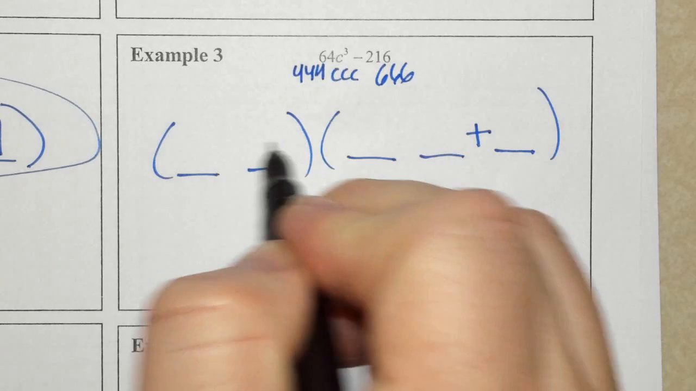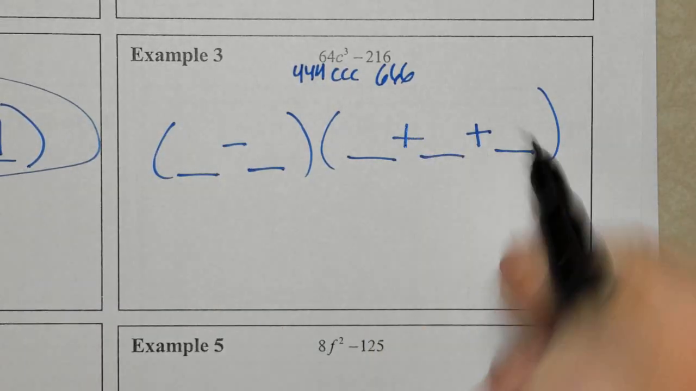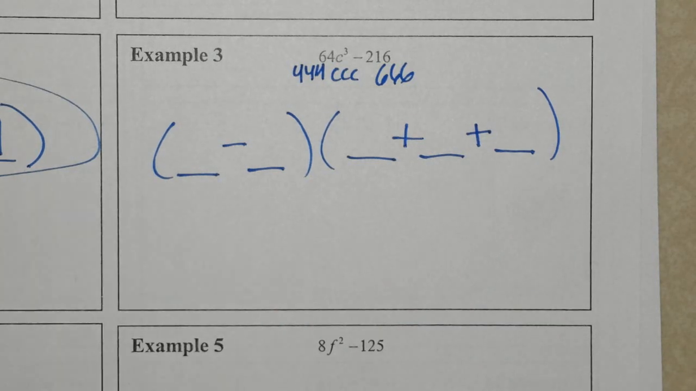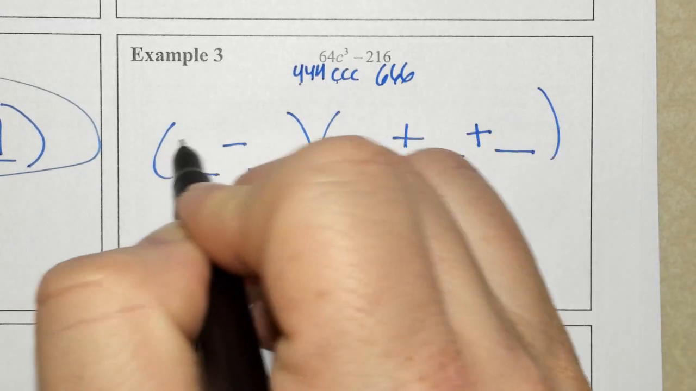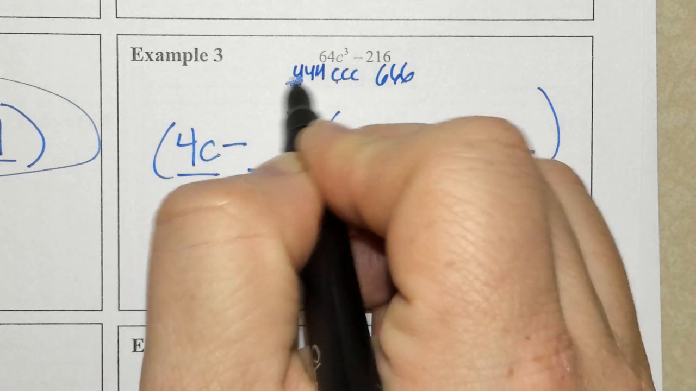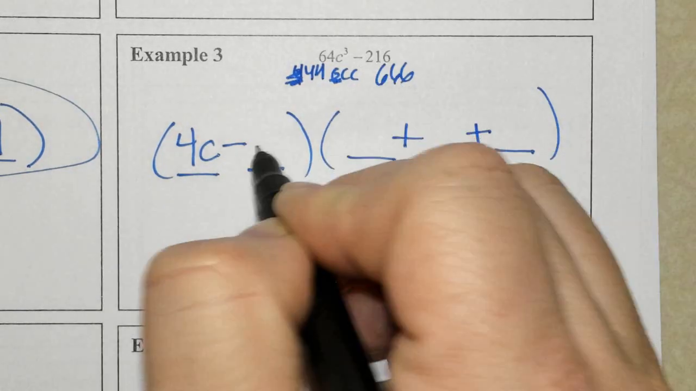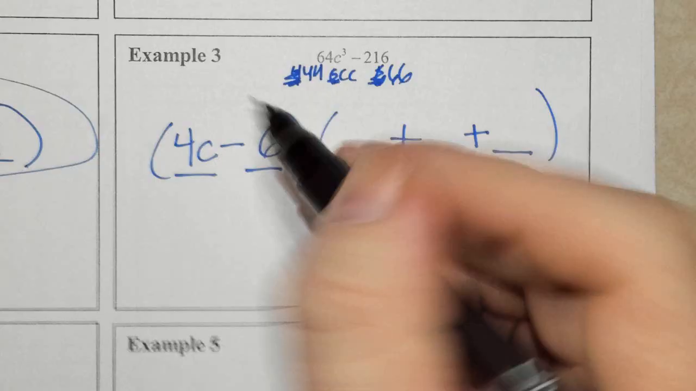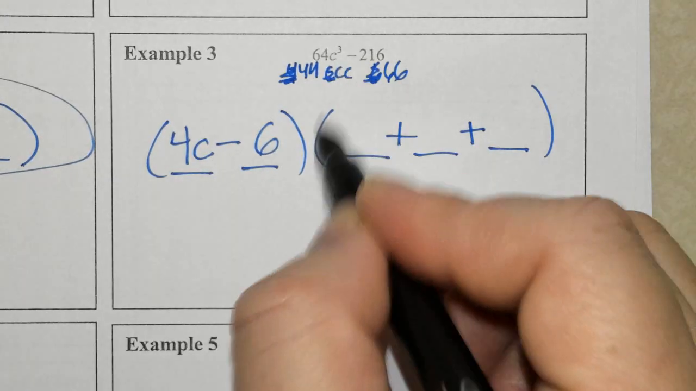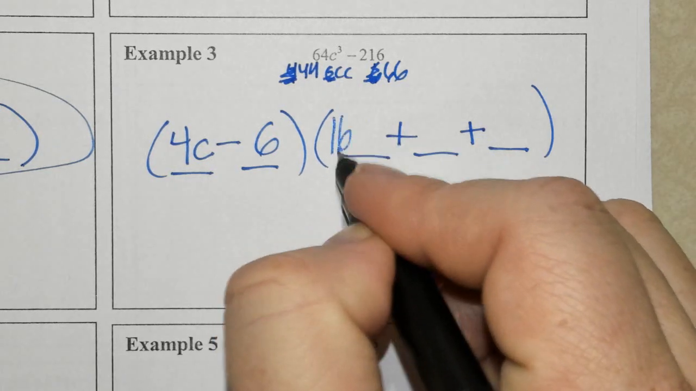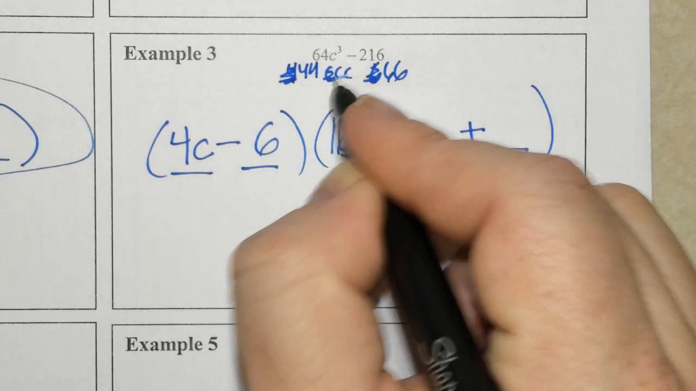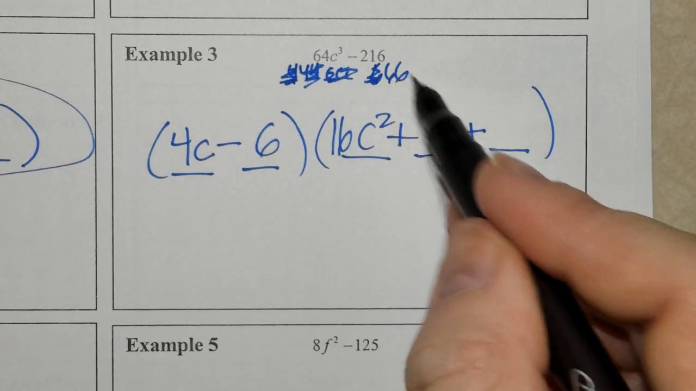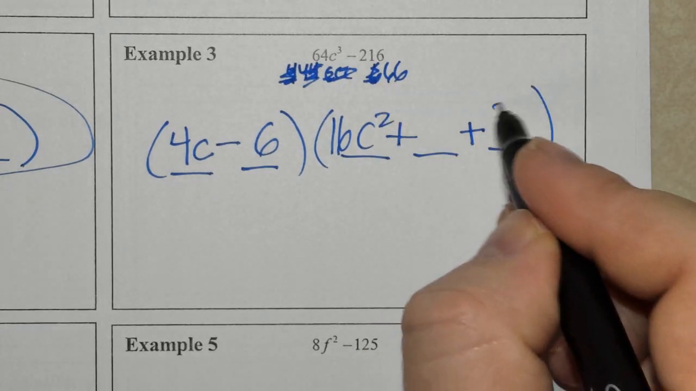Okay, this problem was negative, so negative's in front, and opposite would be positive second. Take one of the 4's and one of the C's. They come from the front, they stay in front. 6 comes from the back, it remains in back. Second parentheses, 4 C's come from the front, they remain in front. 4 times 4 is 16. C times C is C squared. 6 has come from the back, it remains in back. 6 times 6 is 36.